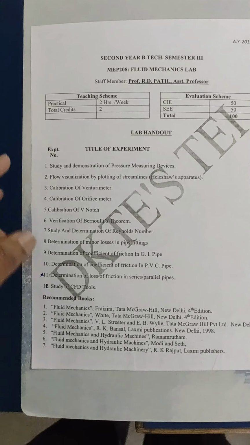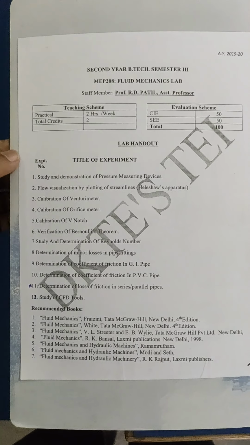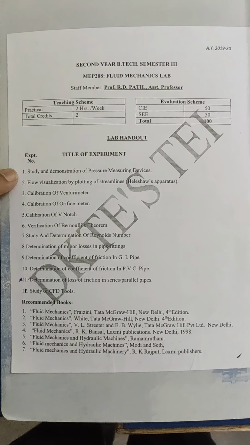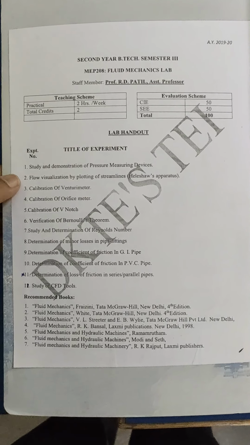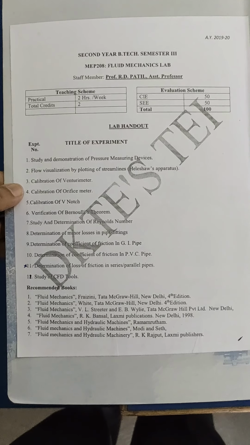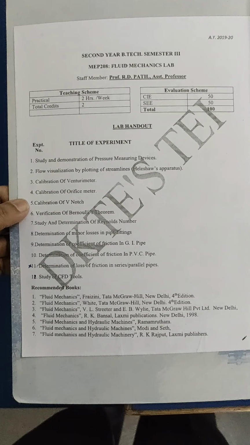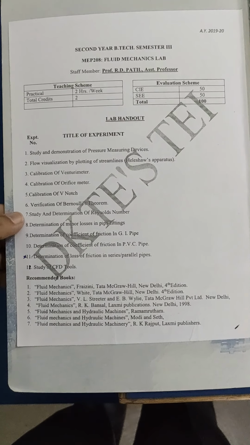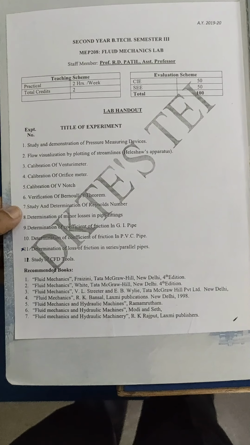So the first experiment is study and demonstration of pressure measuring devices. Second experiment is flow visualization by using Halo-Shaw apparatus. Third is calibration of venturimeter. Fourth one is calibration of orifice meter. Fifth one is calibration of V-notch. Sixth one is verification of Bernoulli's theorem. Seventh is study and determination of Reynolds number.